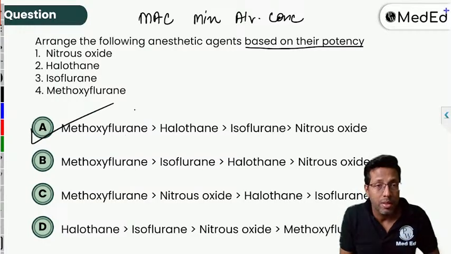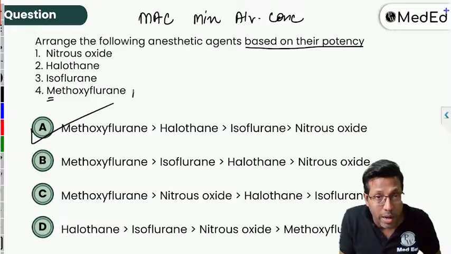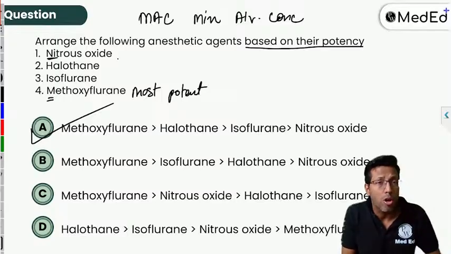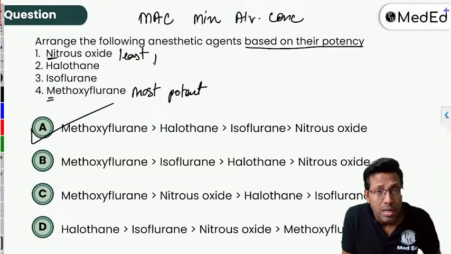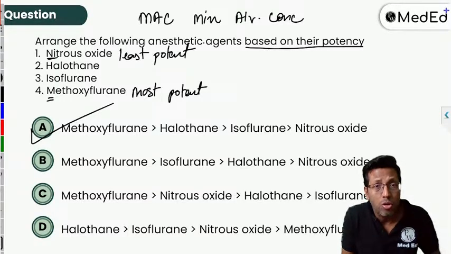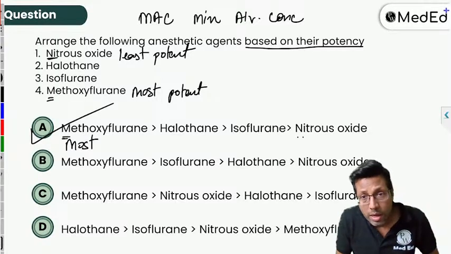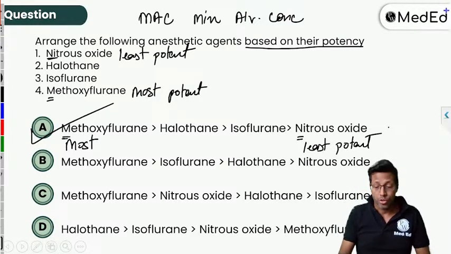Just remember one thing, M for methoxyflurane and M for most potent. N for nitrous oxide and N for not potent, in the sense it is the least potent. And based on that, you can look, there's one option where methoxyflurane is the most potent agent and nitrous oxide is the least potent agent. So the correct answer here is option A.